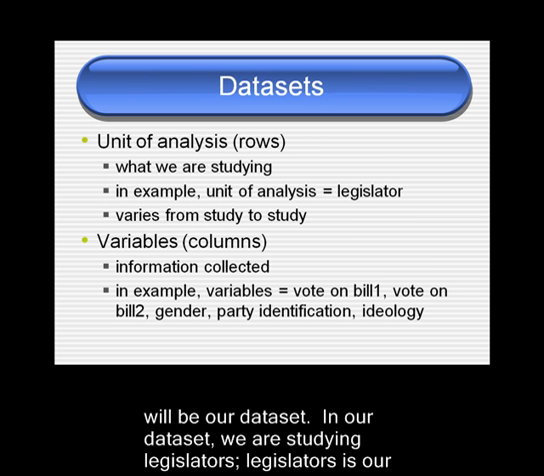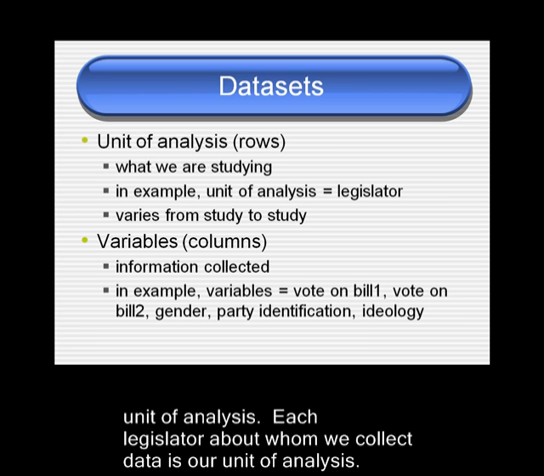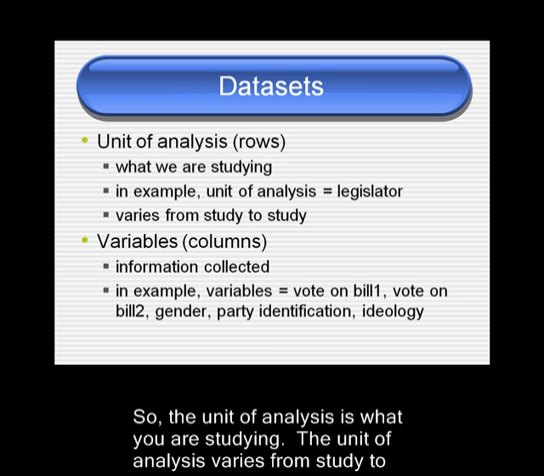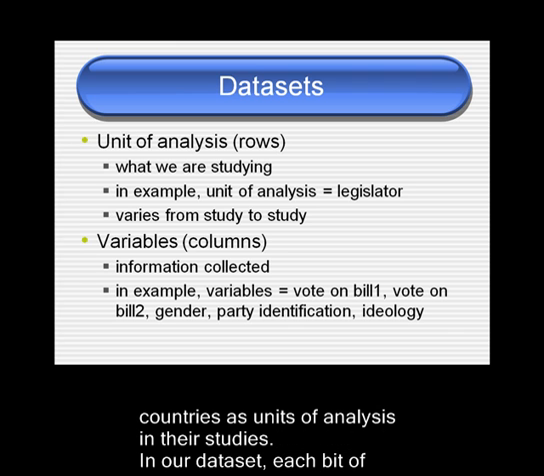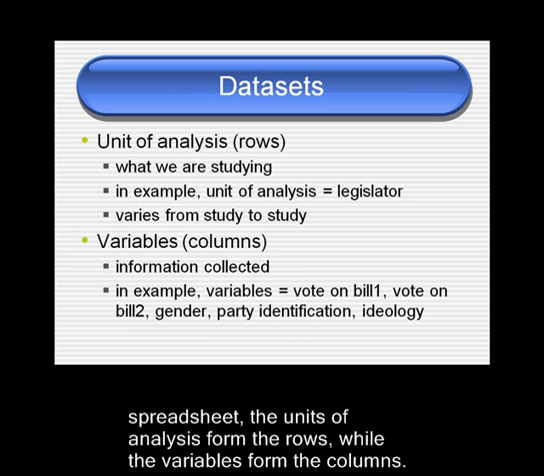In our data set, we are studying legislators. Legislator is our unit of analysis. So the unit of analysis is what you are studying. The unit of analysis varies from study to study. Social scientists examine things like families, workers, politicians, and countries as units of their analysis. In our data set, if we visualize it as a spreadsheet, the units of analysis form the rows, while the variables form the columns.